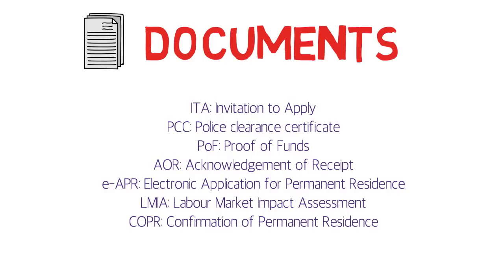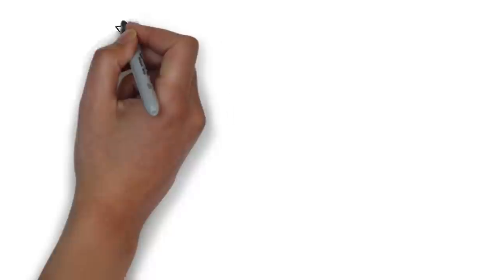EAPR, Electronic Application for Permanent Residence. This is not actually a document, but it's actually an application for the permanent residence once you fill up the form and everything. LMIA is basically the document that you need to get from the employer if you get a job offer from that employer. COPR is confirmation of permanent residence. Once your PR gets approved, then they give you this document.